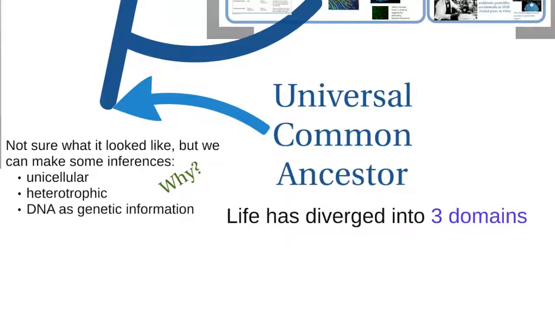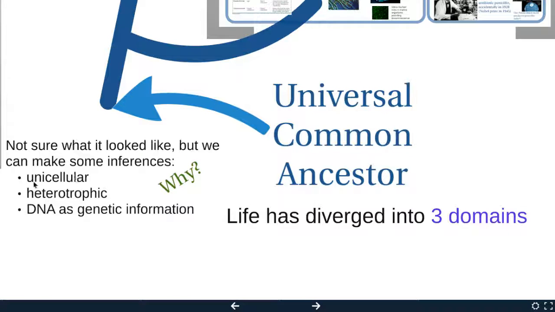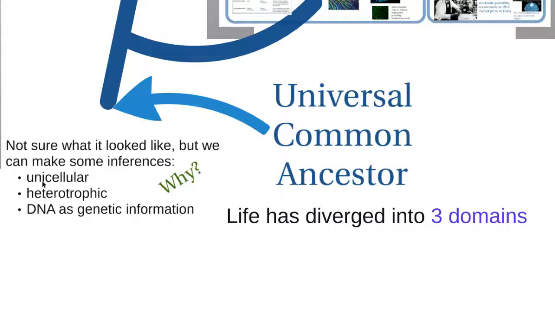So the universal common ancestor, we're not sure what it looked like, but we can make some inferences. And this is just based on kind of like Occam's razor and the evidence that we have. Occam's razor, if you ever learned it in physics or chemistry, is go with the simplest explanation for the evidence that you have. And the evidence that we have supports that it's unicellular. It's not complex. It needed to be able to do all of its functions within one cell.